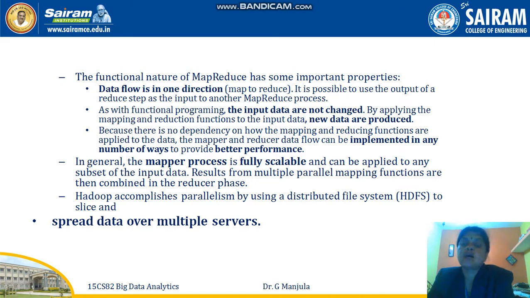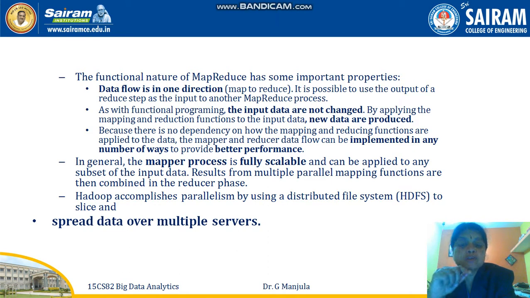I'll repeat how the data flows in one direction. It is possible to use the output of a reduce step as the input to another map reduce process. That is the flow. The second is that by applying the mapping and reducing functions, new data is generated, because I am not going to change the input. By using the reducing function I can generate data, such as the K value and P value, K count and P count.